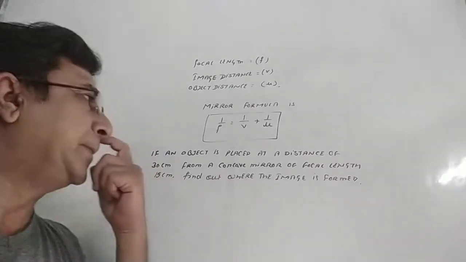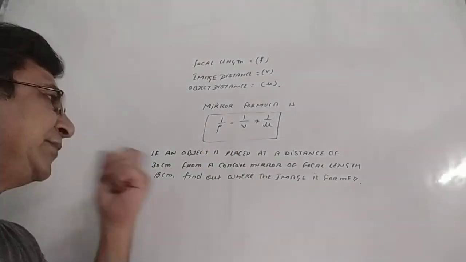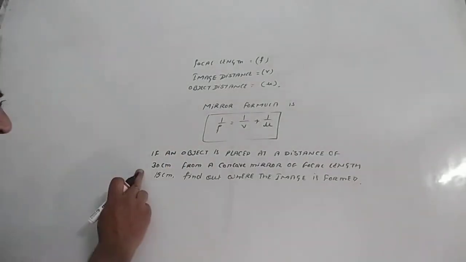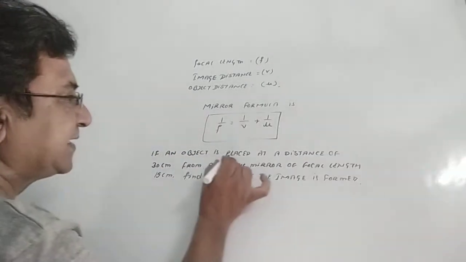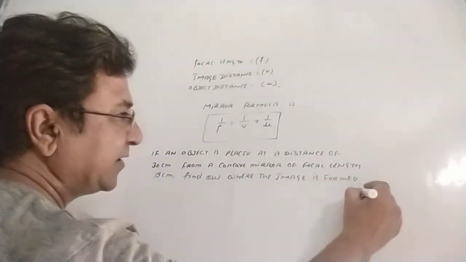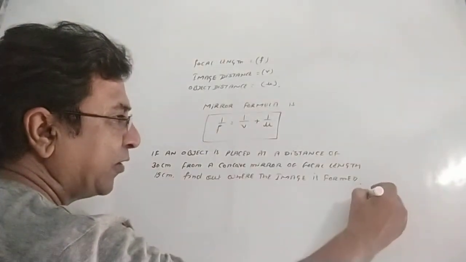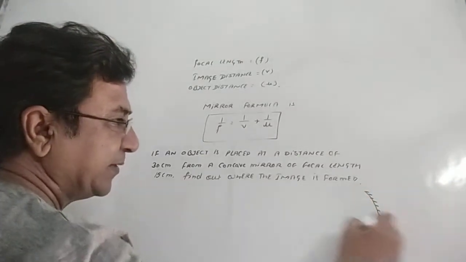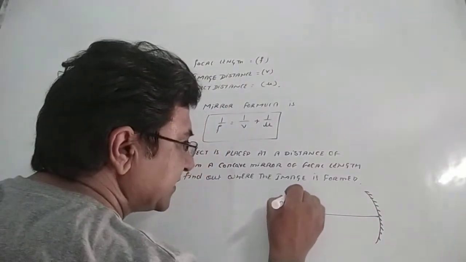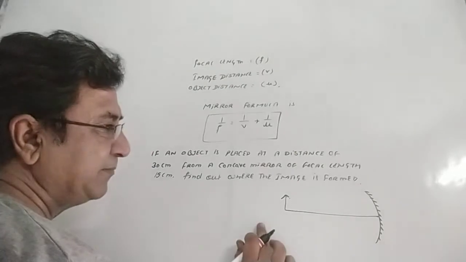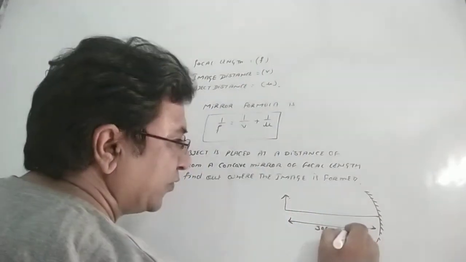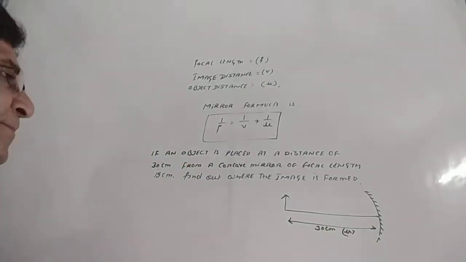See, don't look at the problem in a mathematical way. Look at the problem with the ray diagram. What is given? An object is placed at a distance of 30 centimeter, which means the object is placed in front of the concave mirror. Let's draw that. Suppose this is an object placed in front of the concave mirror. The object distance is 30 centimeter. So we have U as 30 centimeter.